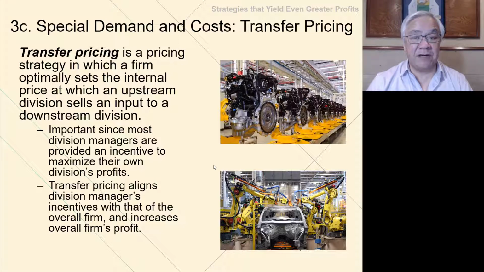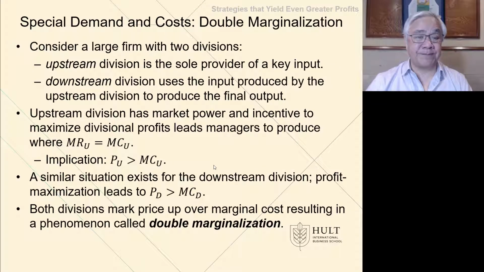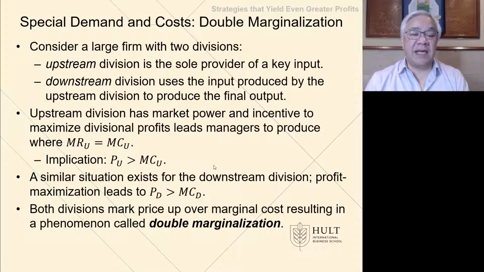And there's a very clear answer to this economically. It gets messed up in real life because of things like profit measures by division as opposed to profit measures for the whole company. But there is an economic right answer for this, and we'll look at this now. So in this case, let's say we have two divisions: upstream, which is the provider of key input, like the engines; downstream, which uses that.